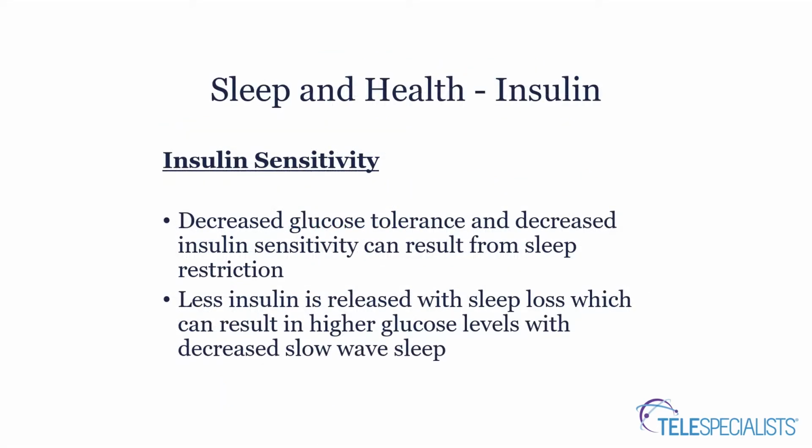Okay, so let's move on to insulin and how this impacts the endocrine system. Insulin sensitivity. We know that decreased glucose tolerance and decreased insulin sensitivity can result from sleep restriction. Less insulin is released with sleep loss, which can result in higher glucose levels with decreased slow wave sleep. We also just briefly touched on fertility, and increased evening concentrations of cortisol can happen in sleep apnea patients, which is linked to infertility.